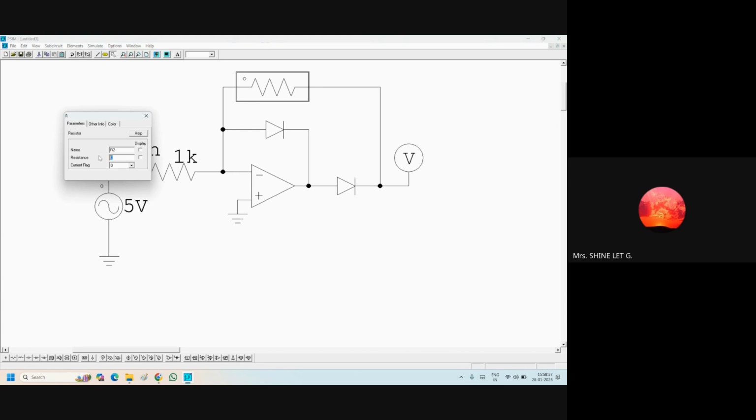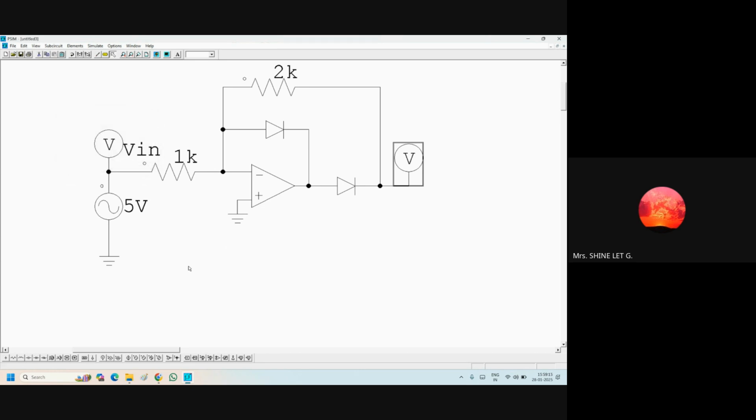And this resistor is 2K, and this diode also we will set to 0.3 voltage drop. So this is the output voltage probe. We will click it and name it the output, V out. So it is very simple to know the operation.